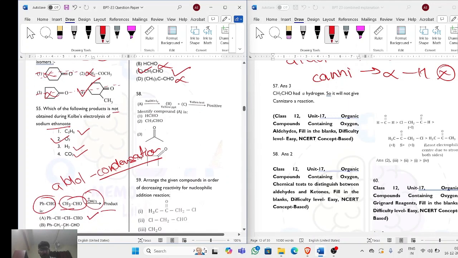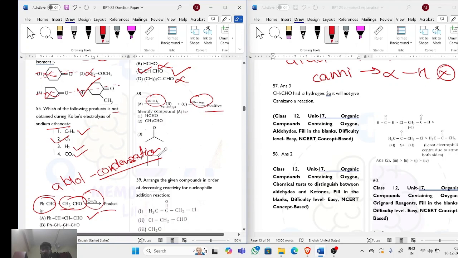Here, question number 58, we are given a compound, then we have NaOH plus I2, the iodoform reaction, then a yellow precipitate will form, then compound C will react with Tollens reagent to give a positive Tollens test. So here, first of all, it will give the Tollens test, and we have to find the iodoform reaction.